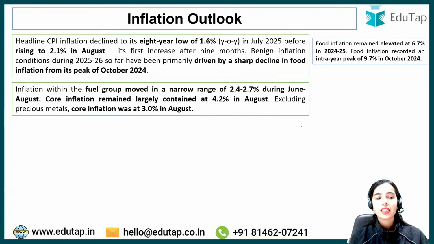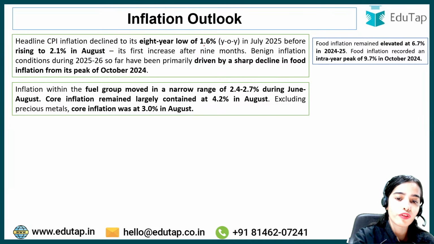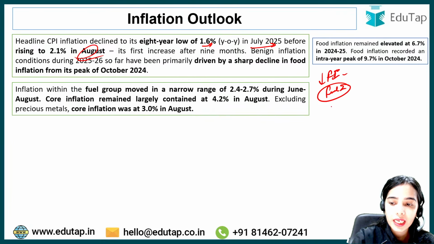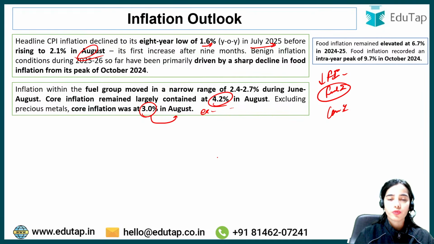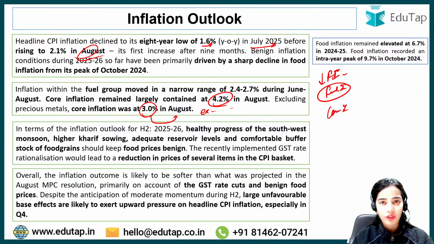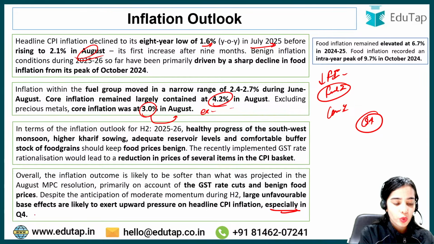Inflation: headline CPI inflation is at an 8-year low of 1.6% in July 2025, which increased in August. There is low food inflation, fuel inflation is also not very high, and core inflation was also low. It was 3% in August excluding precious materials, but including precious materials, it was 4.2%. So basically, the inflation conditions are fine, only for quarter 4, especially in quarter 4.